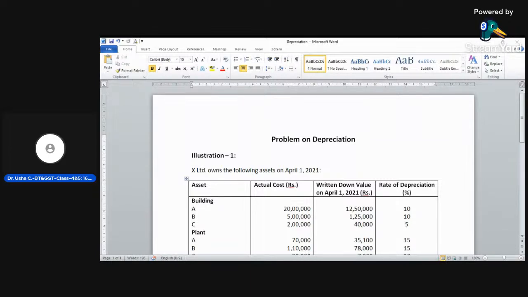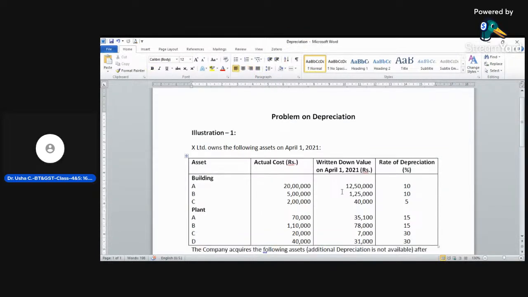Next, here as we have discussed, assets have been classified into four categories. One is building with 10% depreciation, block 1; block 2 is building with 5% depreciation; block 3 is plant with 15% depreciation; and block 4 is plant with 30% rate of depreciation. So like this we can categorize the blocks of assets.